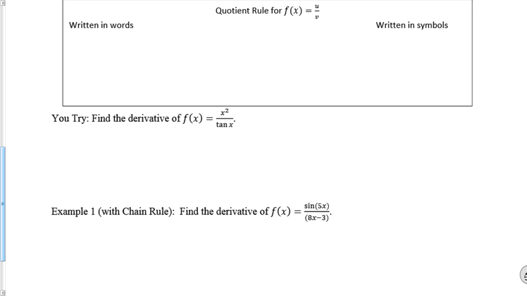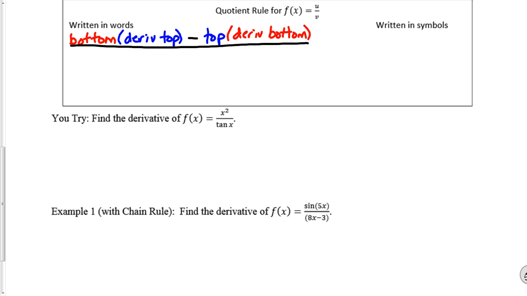And again, I'm going to write in words that I used. And the words I used was, I took the bottom and I multiply that by the derivative of the top, and then I subtract the top times the derivative of the bottom. And then I divide that whole thing by the bottom squared. Now this is a rule you need to memorize, and it doesn't matter how you memorize it. Either you talk yourself through it with the words, or we can look at the symbols.